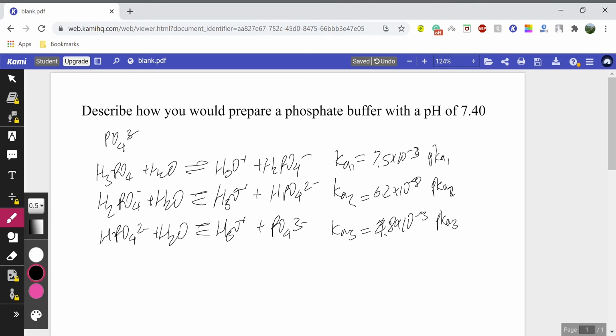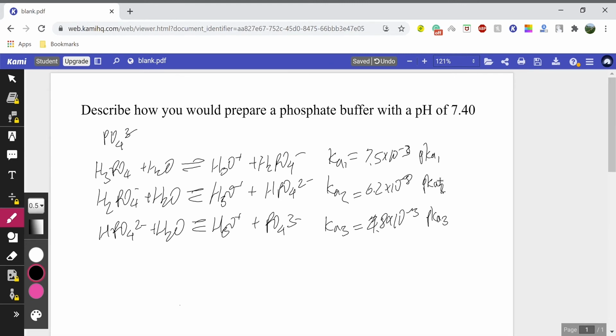So pKa1, negative log of 7.5 e to the negative third, is 2.12. pKa2, negative log of 6.2 e to the negative eighth, is 7.21. pKa3, which is negative log of 4.8 e to the negative 13th, is going to be 12.32.